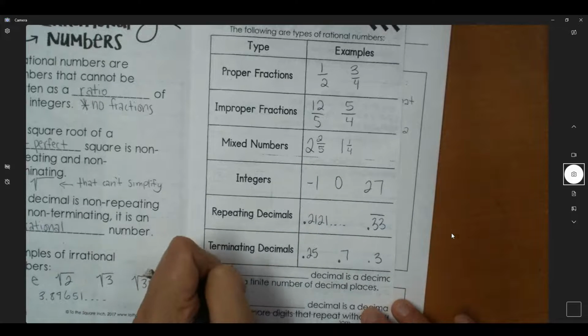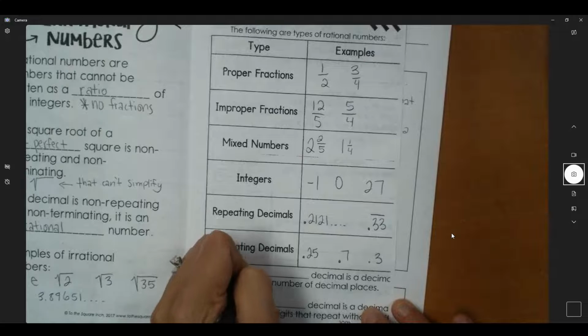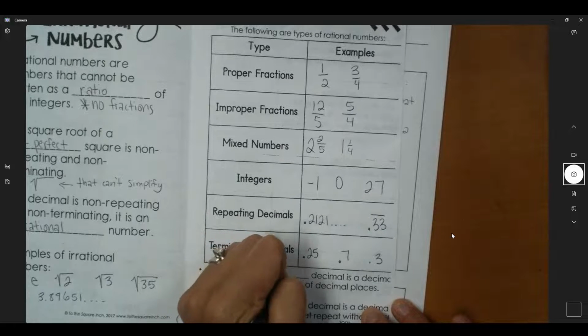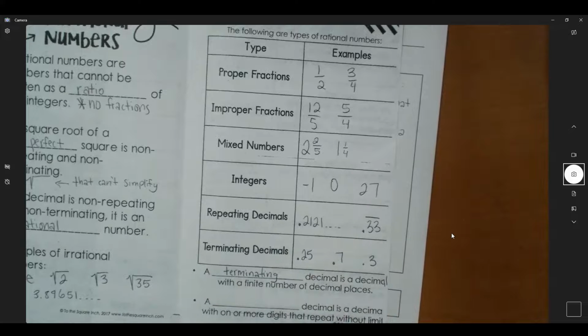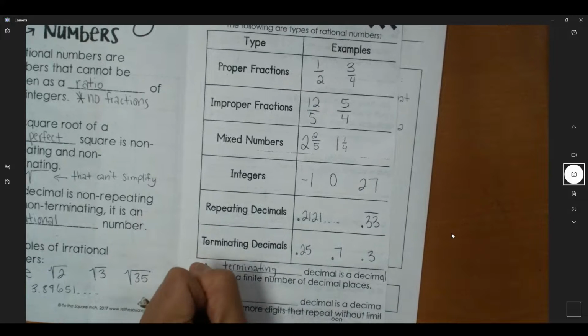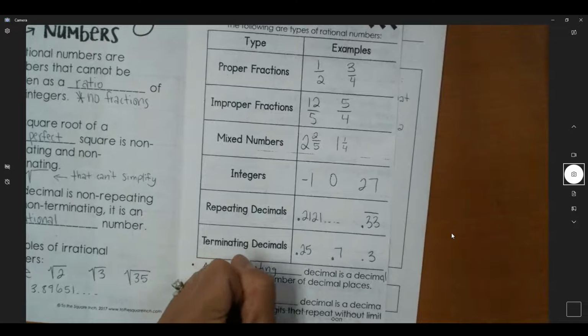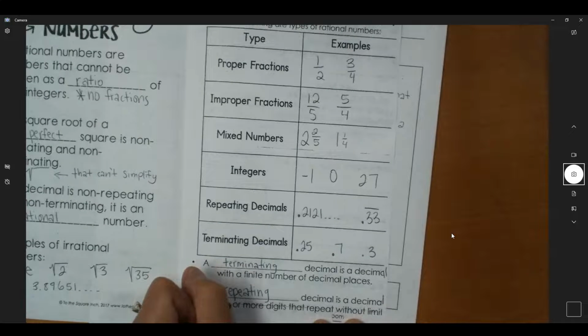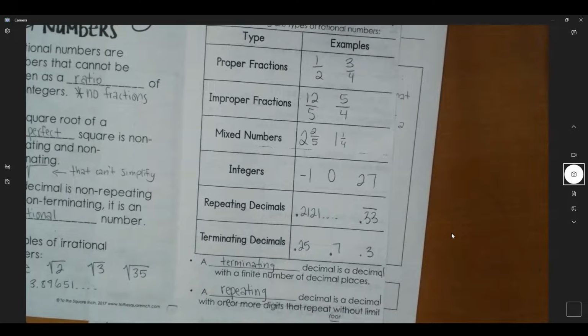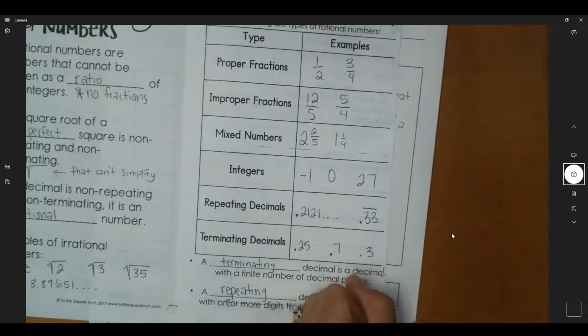All right, so a terminating decimal is a decimal with a finite number of decimal places. A repeating decimal is a decimal with 1 or more digits that repeat without limits.